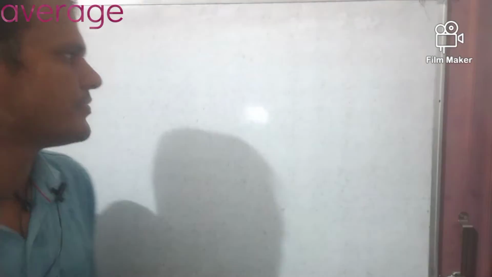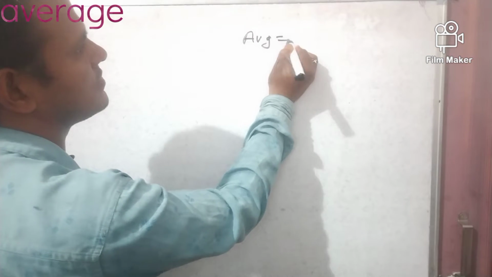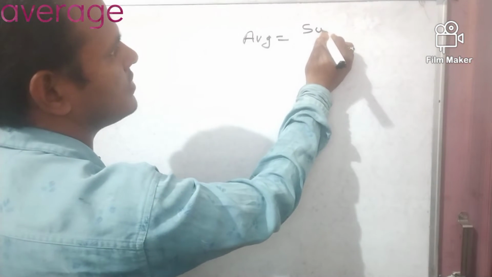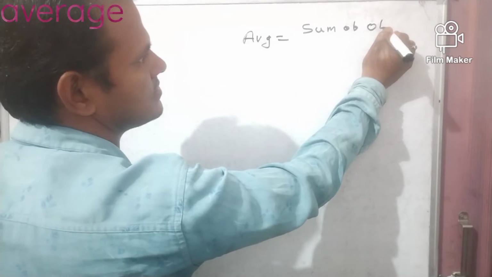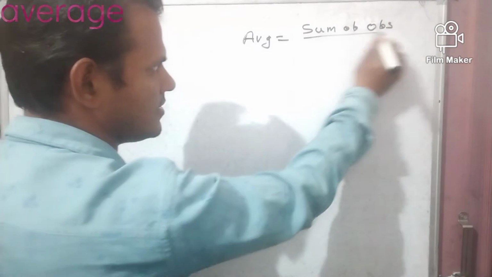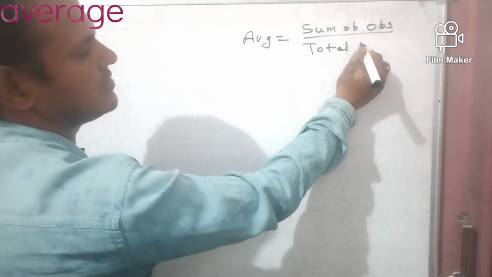The topic we are going to look at today is average. So now let's start. Average is equal to the sum of observations divided by the total number of observations.